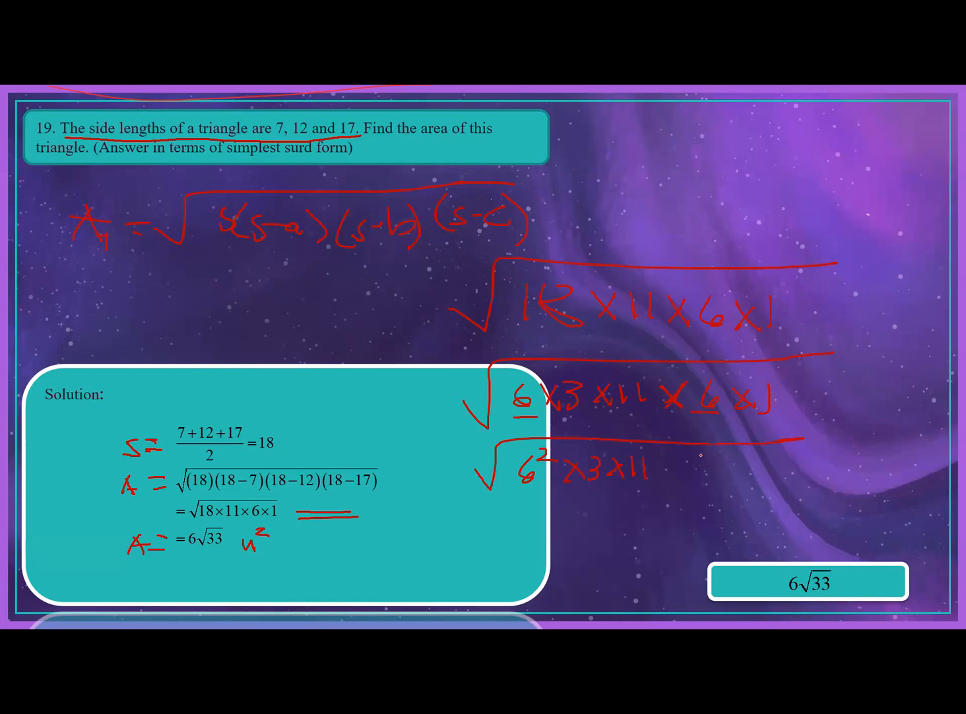So since we have square root of 6 squared times 3 times 11, this is basically 6 times square root of 3 times square root of 11, right? So from here, square root of 6 squared is 6, and square root of 3 is square root of 3. Okay, there is no integer square root for that, and hence we get square root of 33 inside.